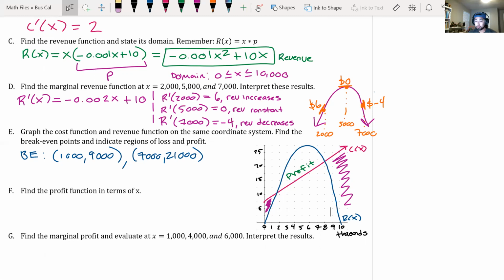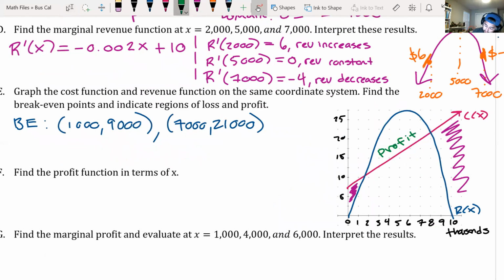Okay, almost there. Next, it says, find the profit function in terms of x. So remember, profit is given by revenue minus cost. Well, we have both of those functions, so let's go ahead and use them. So first, to find profit, profit is revenue minus cost. Now, all we have to do is plug in the revenue function and the cost function and simplify.